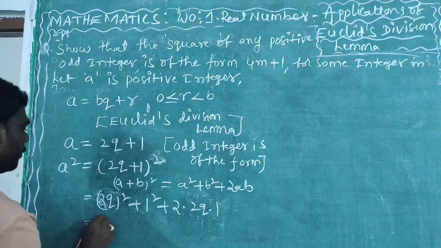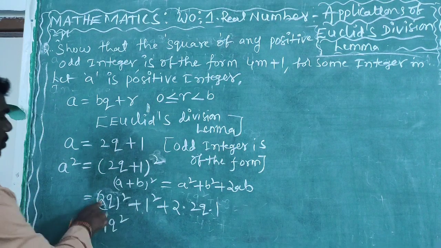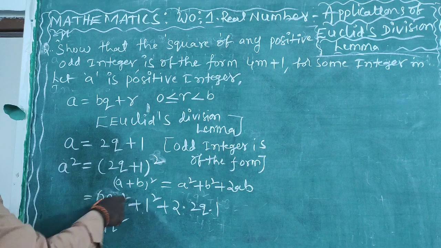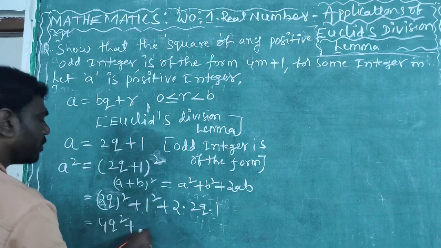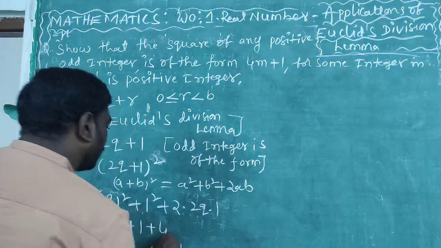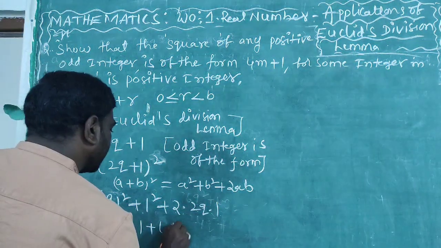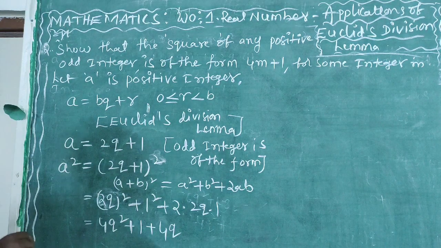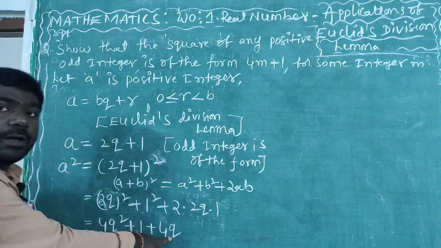Simplify it. 4q square. 2 square is 4. q square is q square as it is. 1 square is 1. 2 into 2 into 1, total is 4. q is as it is. That is 4q.